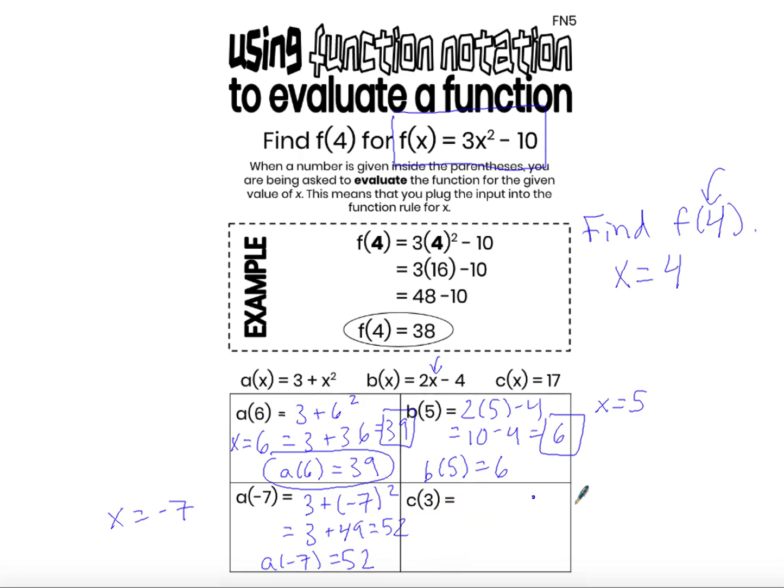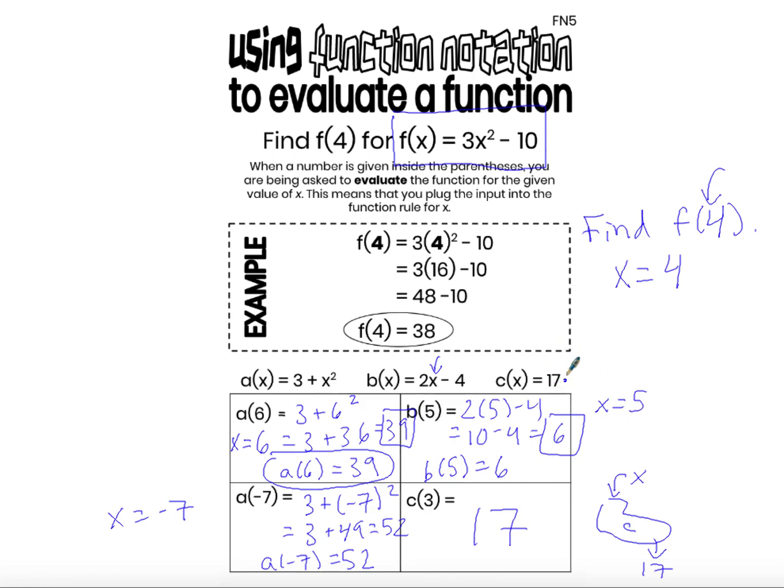Final example, this is one that is always a little tricky. I have a function rule where c of x equals 17. So if I had my little function machine here, there's my function machine. When I plug in x, all that happens inside that function machine is that my function c converts x into an output of 17. It doesn't matter what x is. I can plug in 73, I can plug in 0, I can plug in negative 4. My output is just 17.